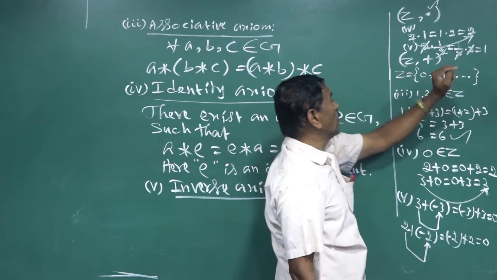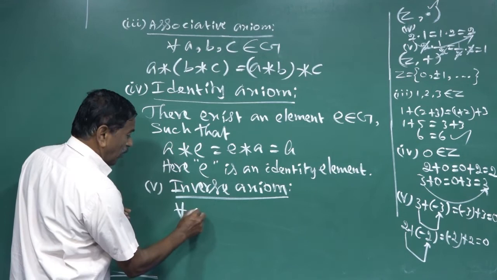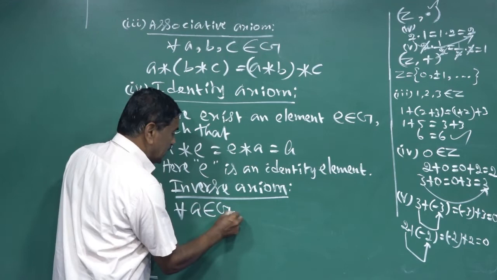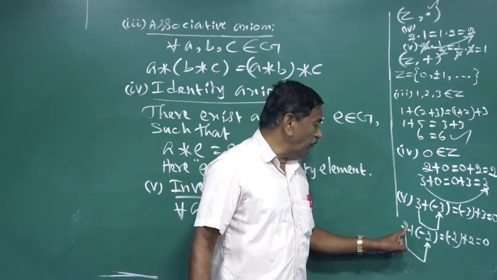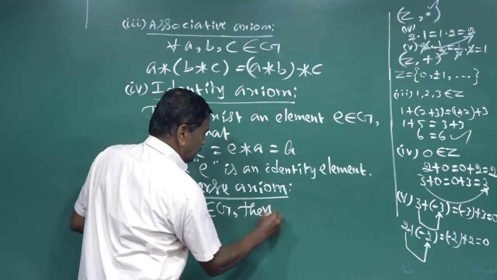So, using this idea, here I want to prove. Now the topic is, listen carefully, the inverse axiom. For every a belongs to G, there exists an element a inverse belongs to G. See here also, for every 2 belongs to Z, there exists an element minus 2 belongs to Z. Likewise, for every a belongs to G, there exists an element.